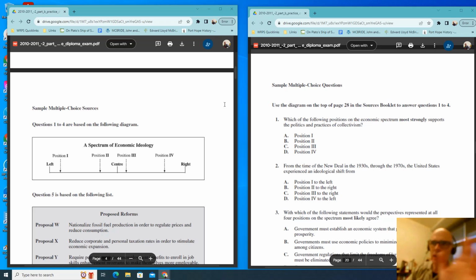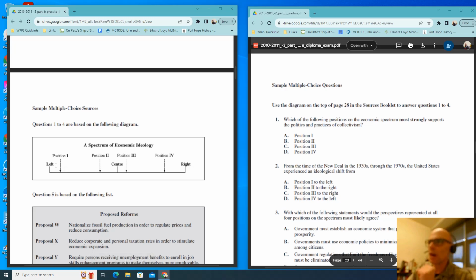So then when I look at the source over here, I can see the position 1 is the furthest to the left. So in terms of the practices of collectivism, is that from a socialist state or did I see it in a communist state? So then I think back to my lessons and I'm like, okay, we saw collectivism in Stalin's USSR and that was communism. That's position 1. That's the case study that I really remember collectivism being part of, so then the answer must be A.